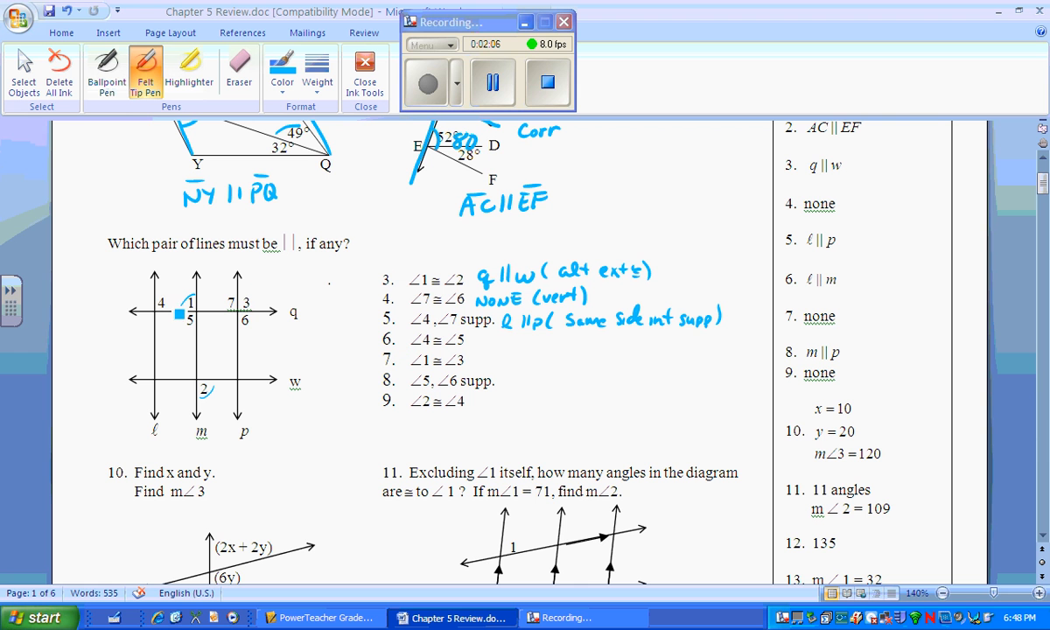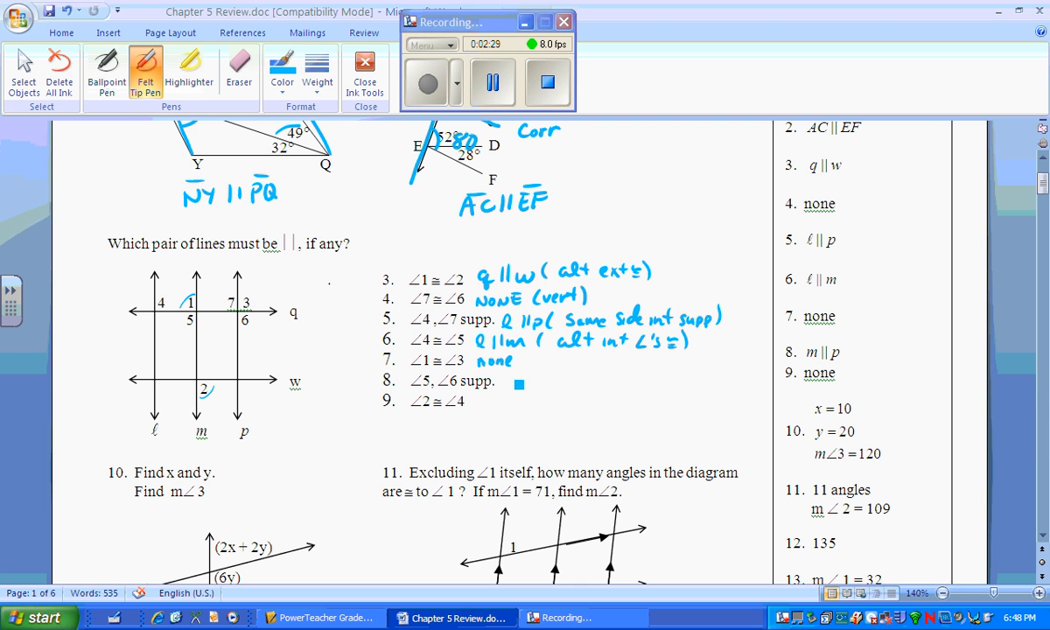Number 6, 4 and 5. 4 and 5 are alternating interior, so they are congruent. So line L is parallel to M. Alternating interior angles congruent. 1 and 3. 1 and 3 are same side exterior. Same side exterior need to be supplementary. But wait, they say they're congruent. So once again, there is none here.